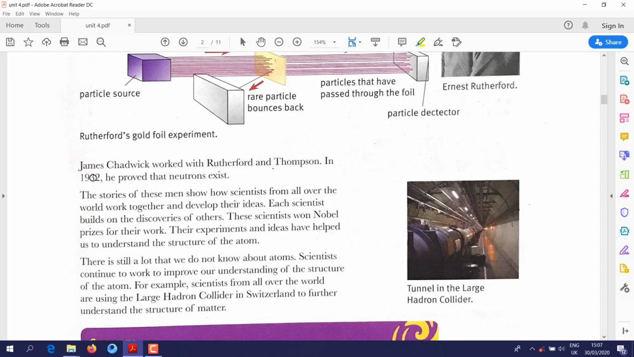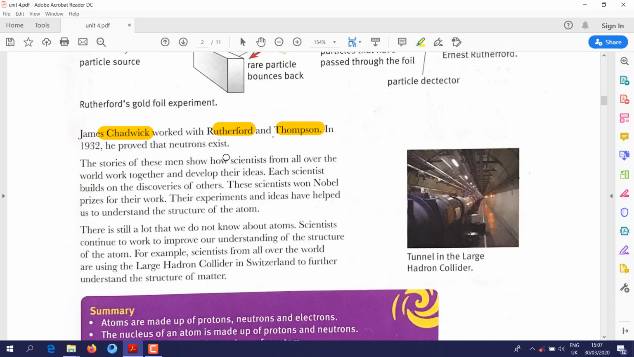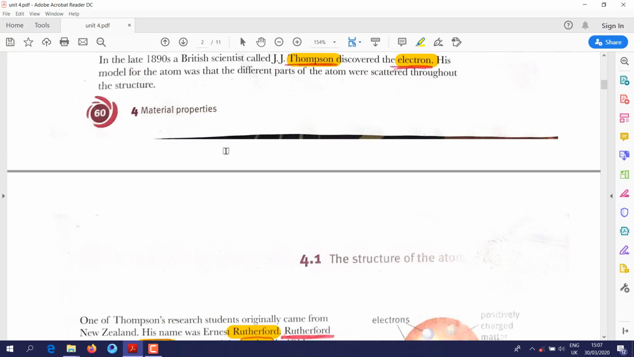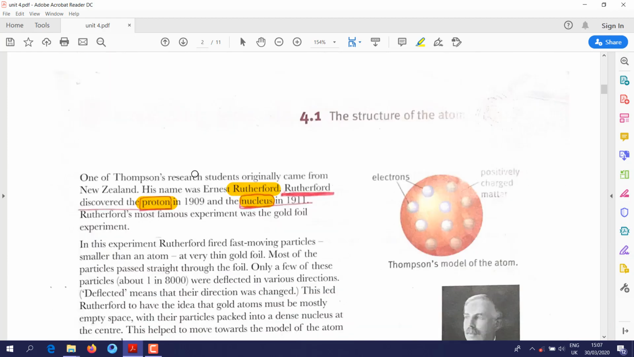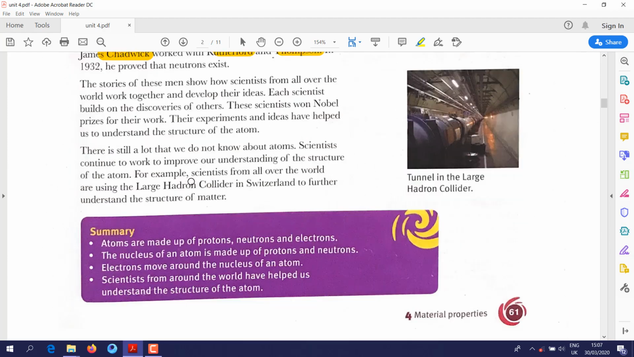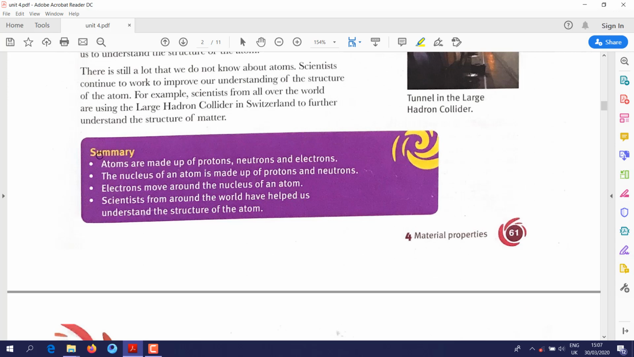Then James Chadwick worked with Rutherford and Thomson. So, 1, 2, 3 scientists, they worked together in order to show the structure of atoms. Still nowadays, lots of facts are missed about atoms and lots of things are yet to be discovered.